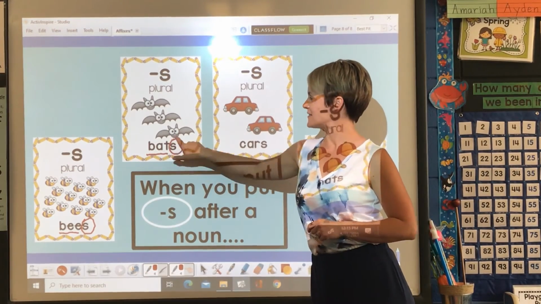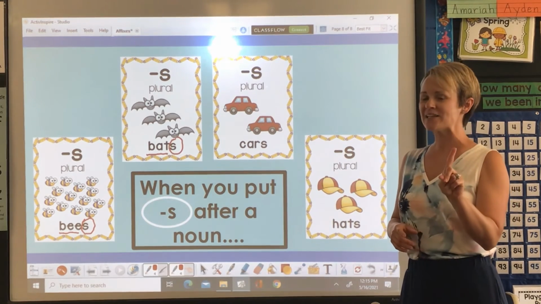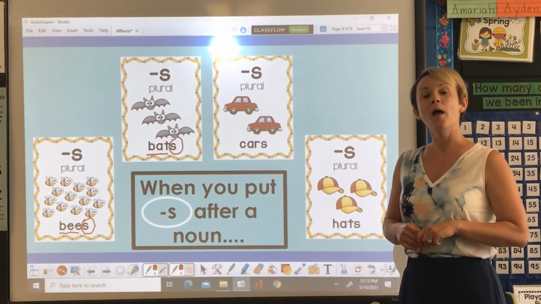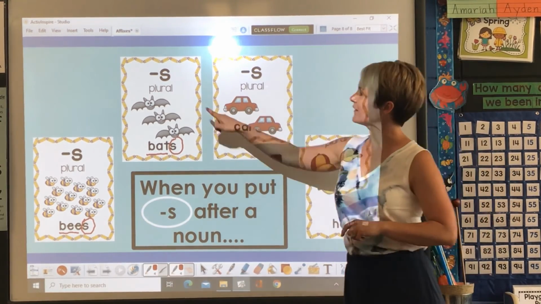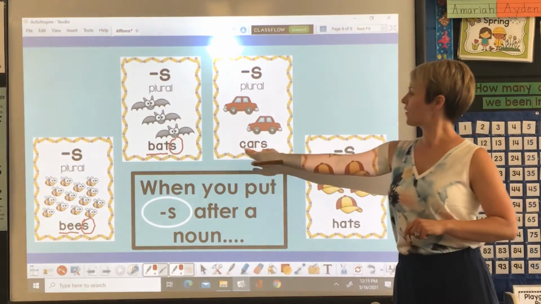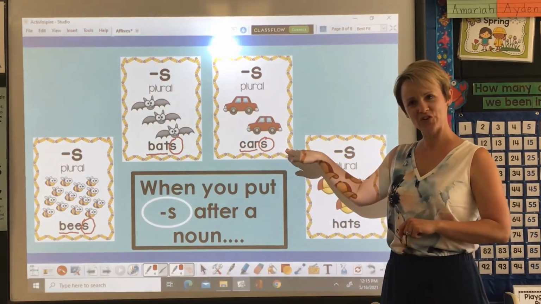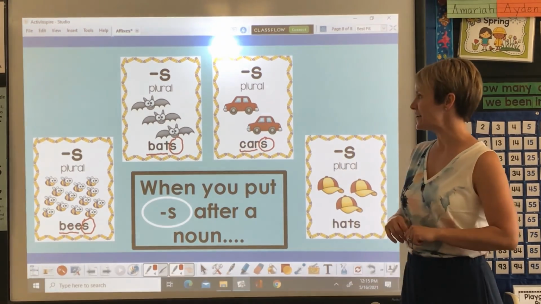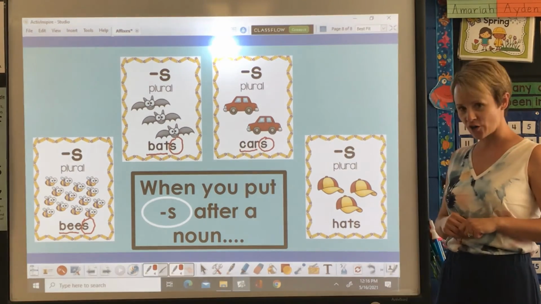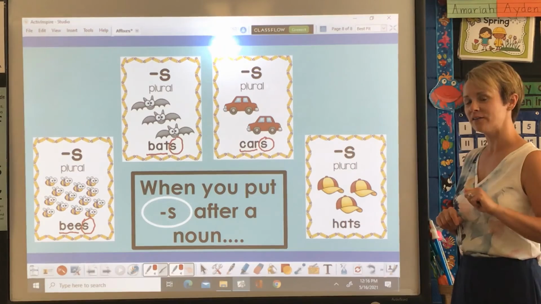Bat with an S at the end, that changes the meaning. It's not just one bat, it is 3 bats. That's a plural, more than one. Car with an S at the end says cars. It's not just one, I see 2 cars. That's plural, more than one car.